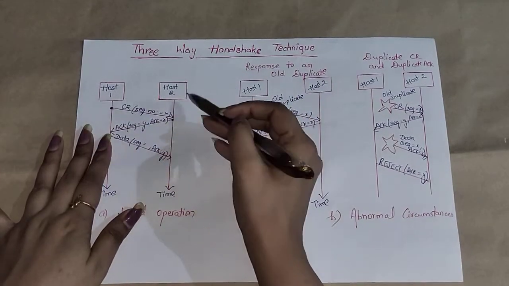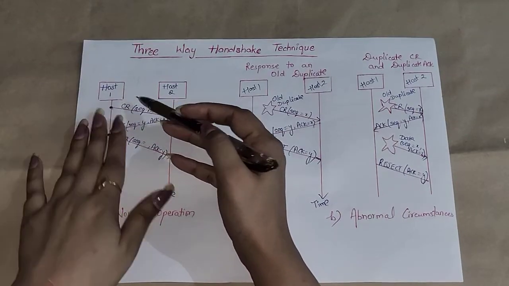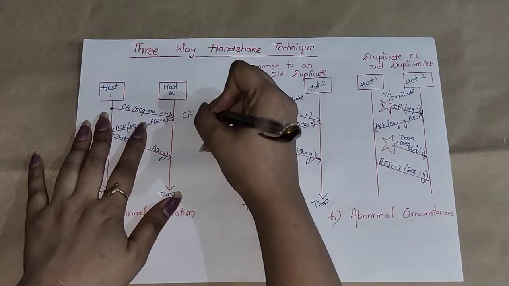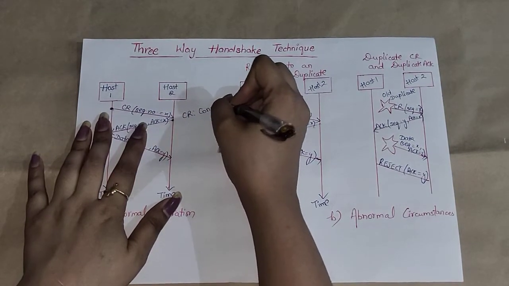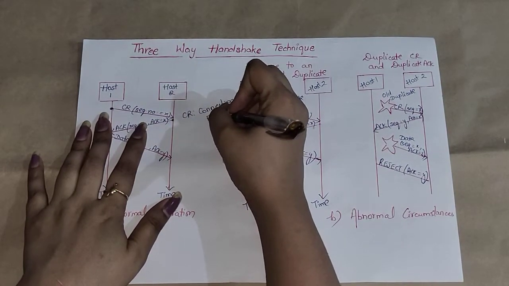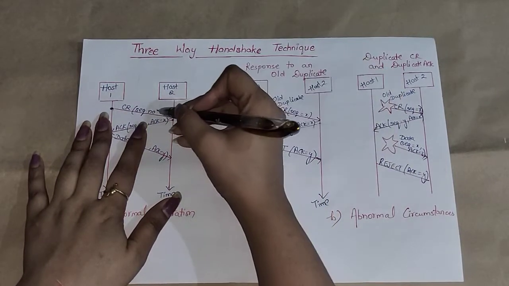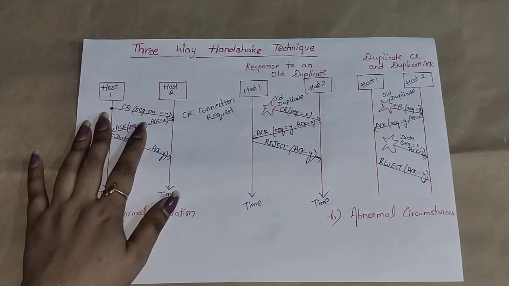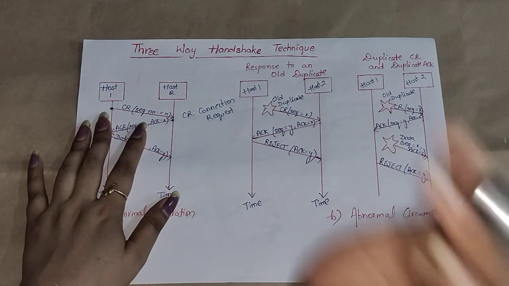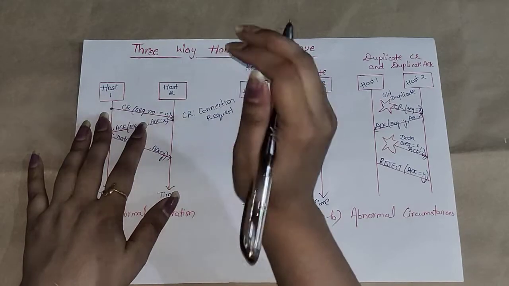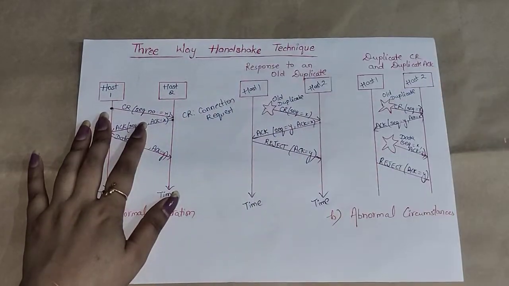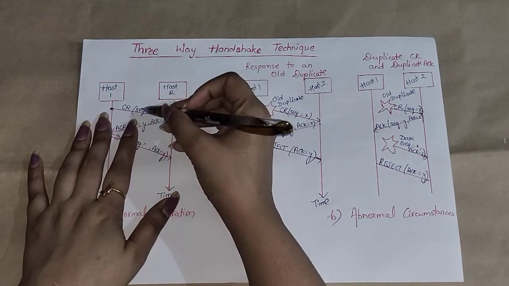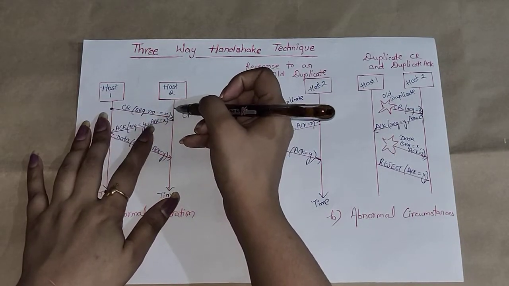Okay, see, this is the normal operation of three-way handshaking. There is a host 1 and host 2. Host 1 is sending a CR. CR stands for connection request. Connection request message with sequence number X. Every request message or every reply message, every packet that is being transmitted on the network has a sequence number. Now host 1 is sending a connection request message with the sequence number X to host 2.